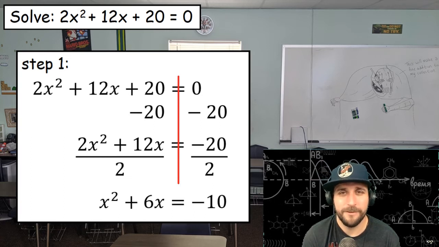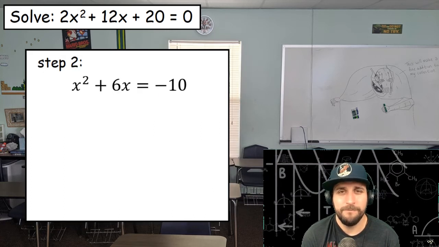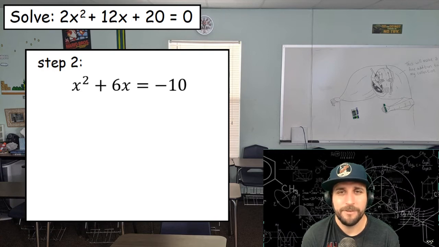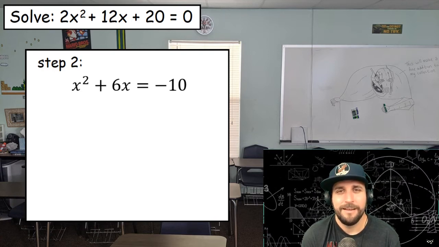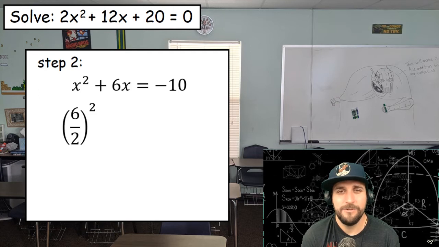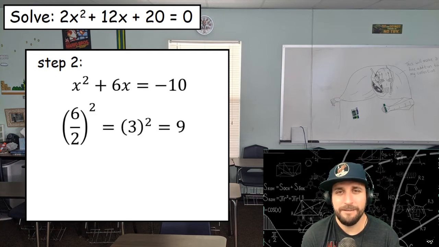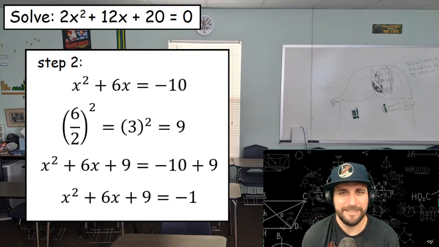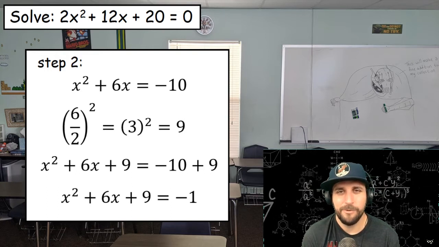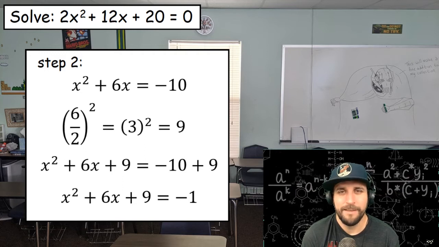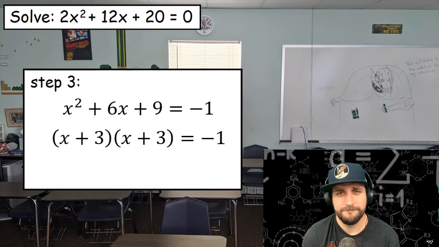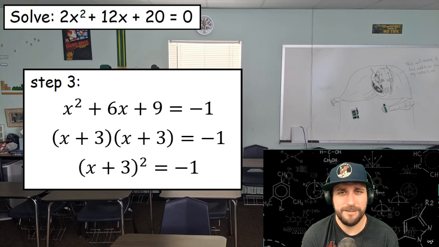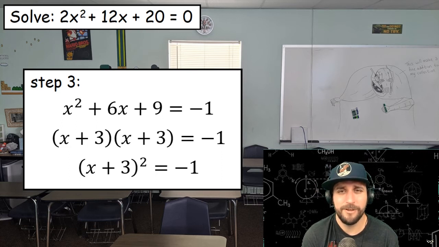Step 1, complete. Step 2, I want to complete the square. So on my left-hand side, 6 divided by 2 squared would be 9. So I add 9 to both sides. So I get x squared plus 6x plus 9 equals negative 1. Next I factor. So that factors into x plus 3 squared equals negative 1.